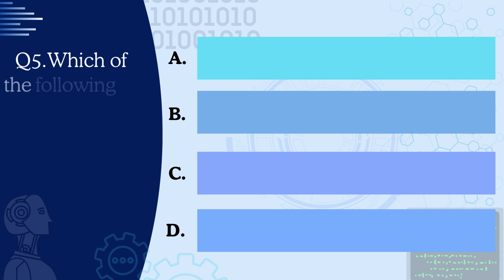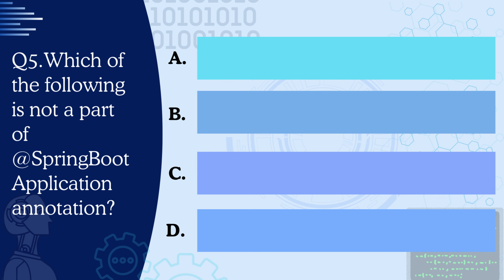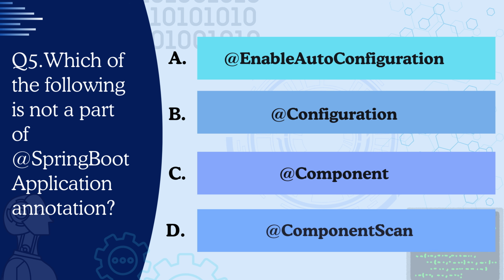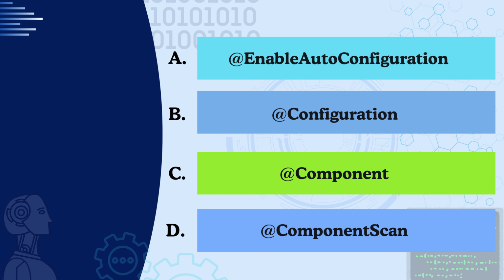Okay. Question 5. Which of the following is not a part of @SpringBootApplication annotation? A. @EnableAutoConfiguration. B. @Configuration. C. @Component. Or D. @ComponentScan. So the correct answer is C. @Component. @SpringBootApplication is an annotation that is used on the main class and it comprises of these three annotations: EnableAutoConfiguration, Configuration and ComponentScan.